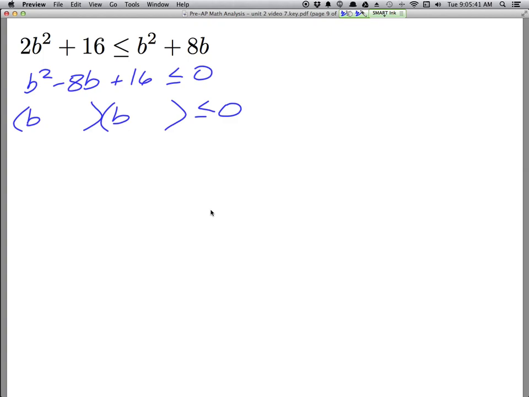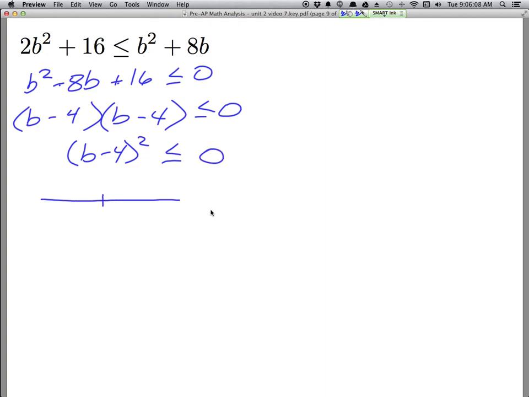And it wants me to find what, Bobby? What does it want me to find? All right, so what are factors of 16 that add up to 8? 4 and 4, good. So signs are the same, they're both negative. So since I have b minus 4 and b minus 4, I can write it as what? B minus 4 squared.